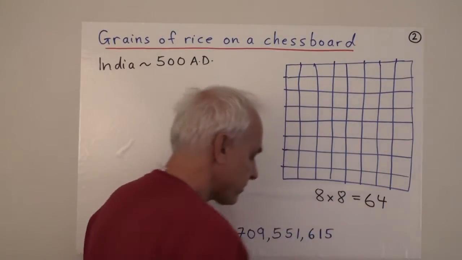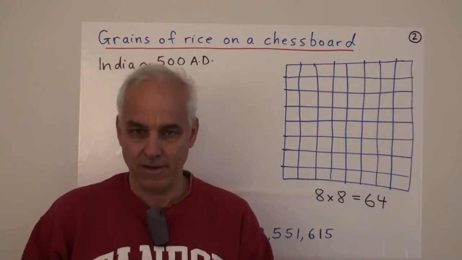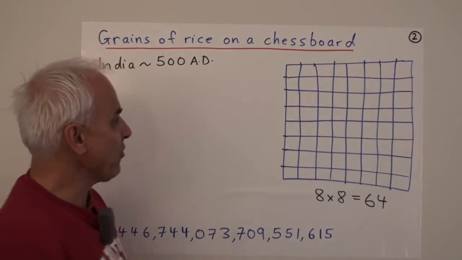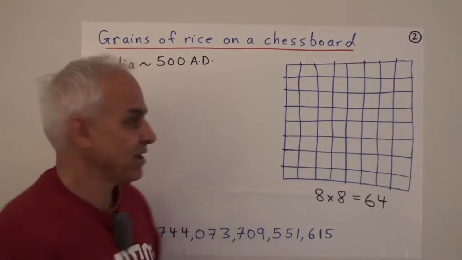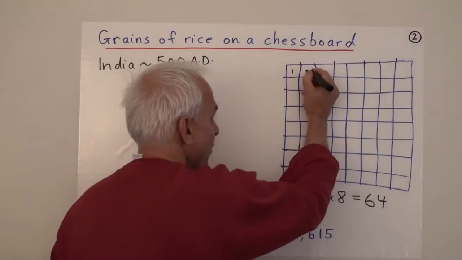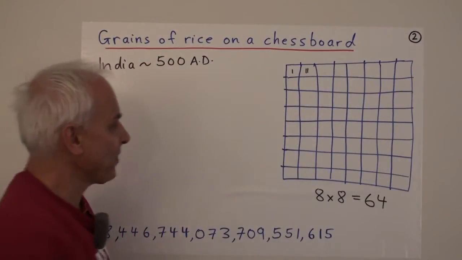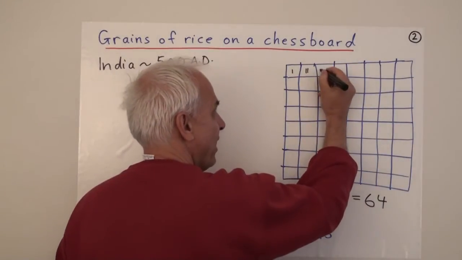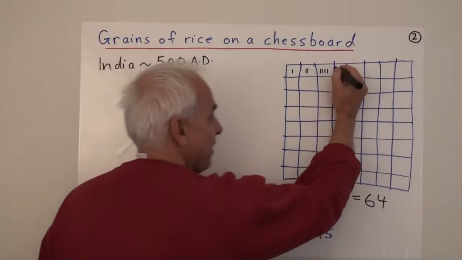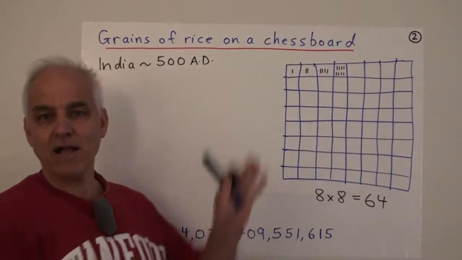64 squares. Okay, so the advisor looked at this chessboard and said, okay, here's what I want, Mr. King. Please give me some rice. I would like to have 1 grain of rice for the first square. 1 little grain of rice. And then on the second square, I want to double that. So 2 grains of rice on the second one. And then on the next one, double that again, so we get 4 grains of rice. And then double that again, 8 grains of rice, and then please fill up the chessboard, and I'll take all that rice.